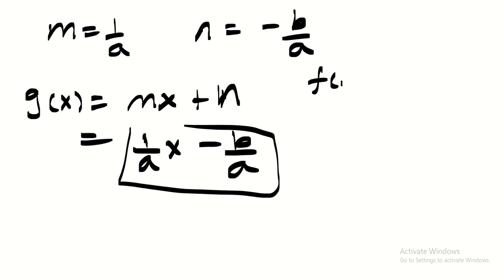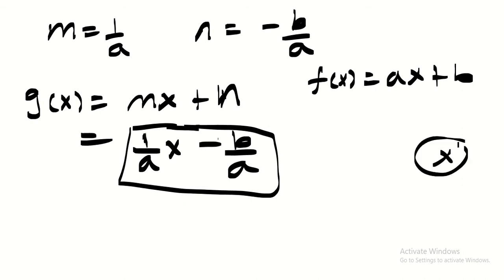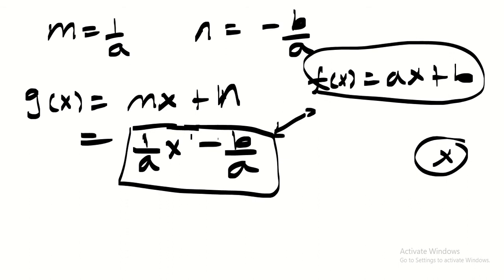So f of x was what? It was ax plus b. So observe the relationship here. The composition of two functions gives you x. This is the inverse. How to find the inverse of this function, we will discuss in the next lesson. But the two functions are inverses of each other. That means g of x is the same as f inverse of x. So if two functions are inverses of each other, when you compose them, the result will be x.